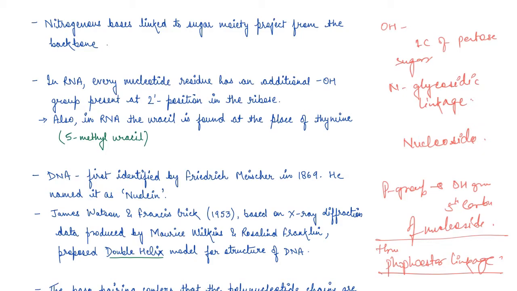Now, in the case of RNA, what happens is every nucleotide residue has an additional OH group present at second position in the ribose sugar, right? So, there is an additional OH group present at second position of the ribose sugar, and then in place of thymine, you have uracil in RNA, right? Now, let's talk more about the DNA first.